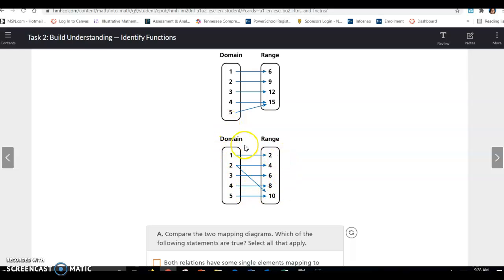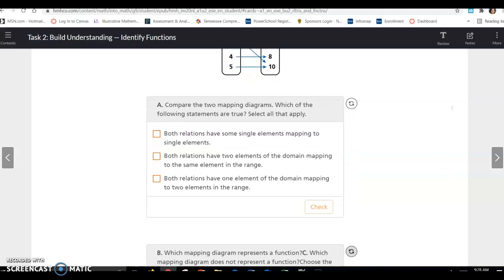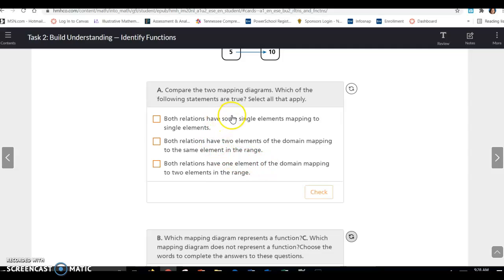This mapping diagram has (1, 2), (2, 4), and (2, 10). Because 2 goes to both 4 and 10, this one would not be a function. It's still a relation, but it's not a function. It says compare the two mapping diagrams. Which of the following statements are true? Select all that apply.